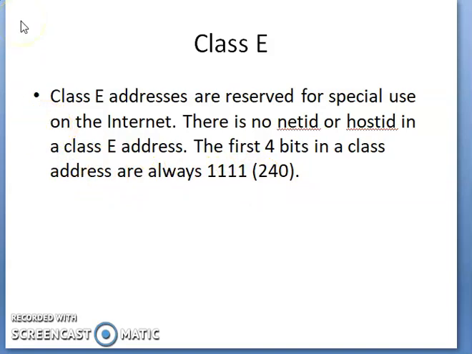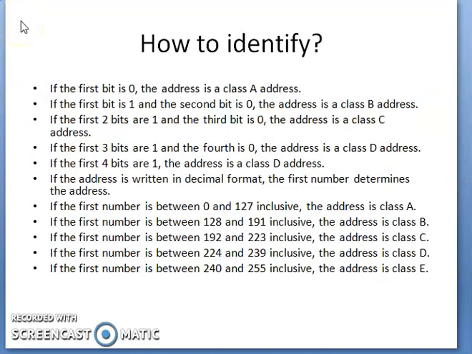I hope the IP address is clear to you. Now let us move on to identifying the various network addresses, and also how a subnet can be created out of a major IP address class.